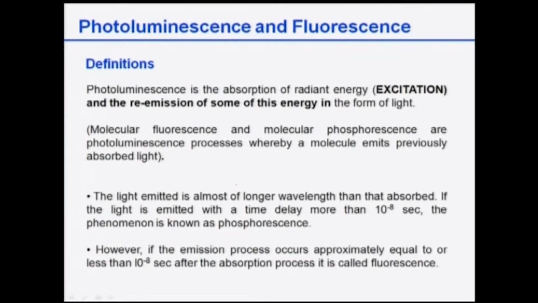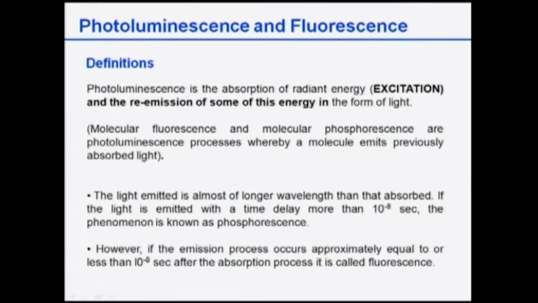Well, before going into details of many of these electronic transitions, let us talk about some definitions, because this will help us in understanding the whole process. Photoluminescence is, as I have told, an absorption of radiant energy and re-emission of some of the energy in the form of light. It can be a fluorescence or molecular phosphorescence process where the molecule emits the absorbed light. The light emitted is almost always of longer wavelength than the absorbed, obviously, because the amount of light energy emitted will always be less than the amount of energy absorbed. Some amount of energy will be spent on other processes.